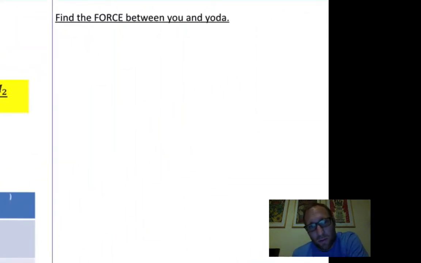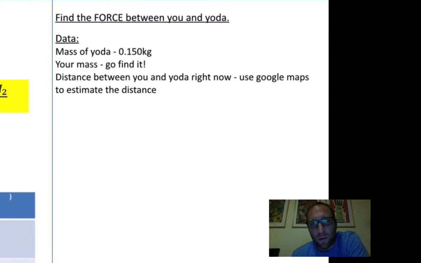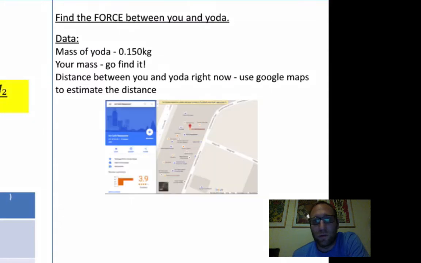What I'd like you to do is to use that information that we've just found to find the force between you and Yoda. So you'll need a little bit of information. Yoda has a mass of 0.150 kilograms. Well, you have a mass. You need to go and find that. The distance between you and Yoda right now, well, you need to use Google Maps to estimate that. I don't know where your house is. You know where your house is. I do know where Yoda is. Yoda is sat there. He's busy at Art Cafe having a coffee.